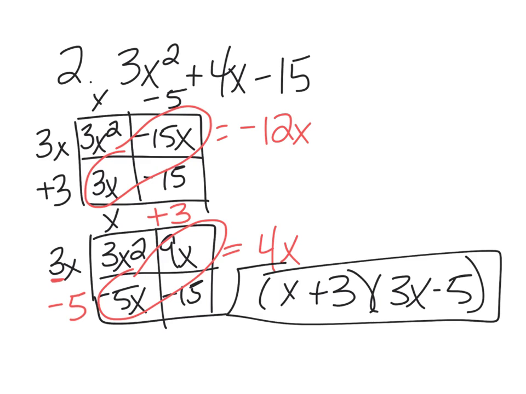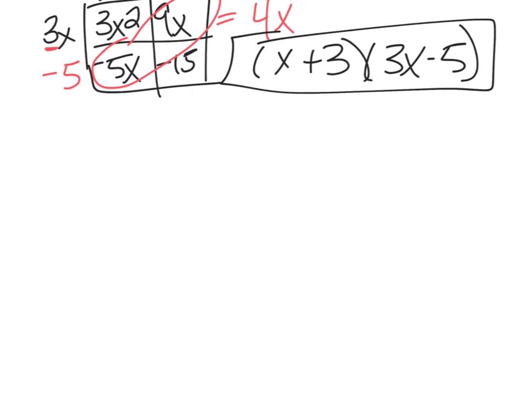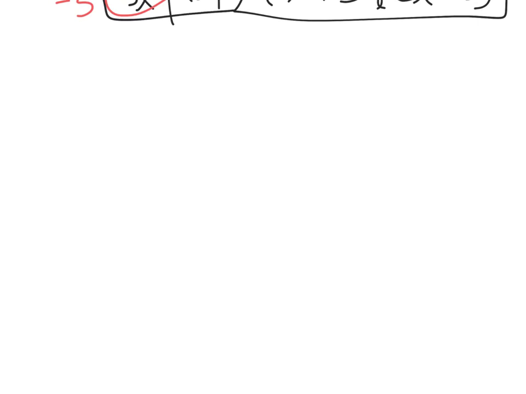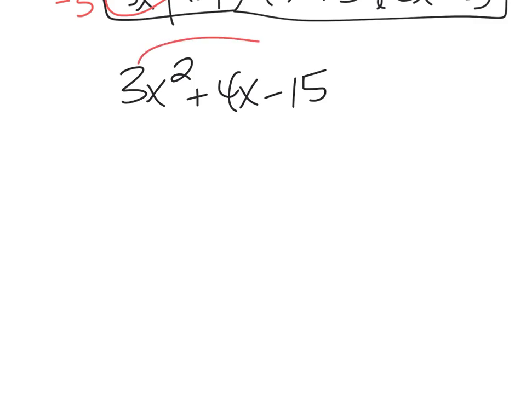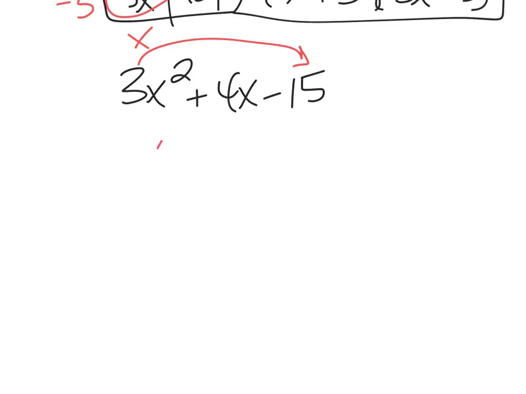So let's look at how this looks doing that slide and divide kind of method. All right, so I have 3x squared plus 4x minus 15. So I'm going to multiply that, and that's going to give me, there we go, x squared. Again, much easier to factor something that doesn't have a coefficient, plus 4x minus 45.